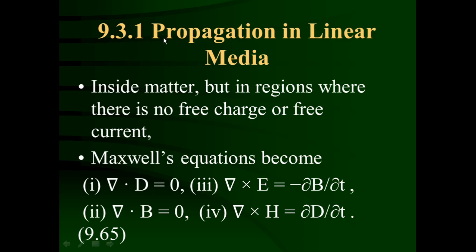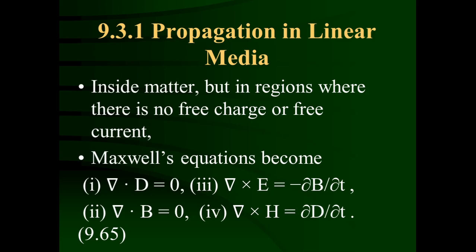9.3.1 is the propagation of electromagnetic waves in linear media. So, we are starting with Maxwell's equations here. What are Maxwell's equations? You know very well. Inside the matter, in the region where there is no free charge or free currents, just like in free space or a vacuum, when the electromagnetic waves are propagating, the charge density rho is going to be 0 and the current density J is going to be 0.